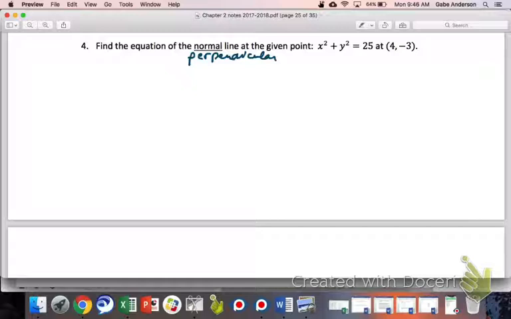So let's take a look. You've got x squared plus y squared equals 25. What is that graph, by the way? Circle centered where? Radius 5. Okay, so I'm going to just sketch that out. It's going to be a very basic sketch. Y-axis, x-axis, circle. Okay, so the point (4, -3) is right there.